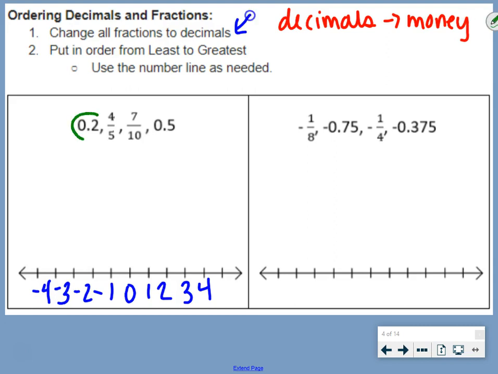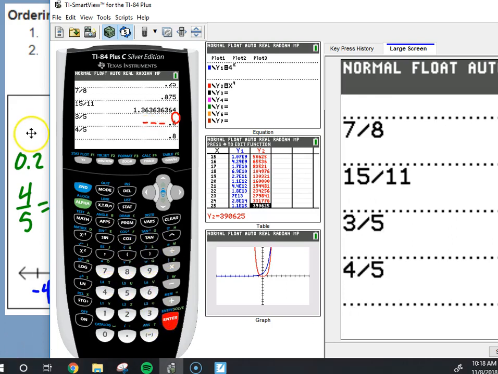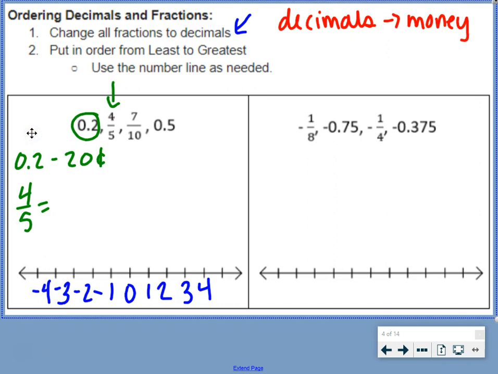So we have 0.2. So 0.2 is 20 cents. It's 2 dimes. That's already a decimal. We have 4/5. So we do need to change 4/5 into a decimal. 4/5 equals, so we need to do 4 divided by 5. So we'll go back to our calculator. And we'll do 4 divided by 5. And we get 0.8. So 0.8 would be 80 cents.